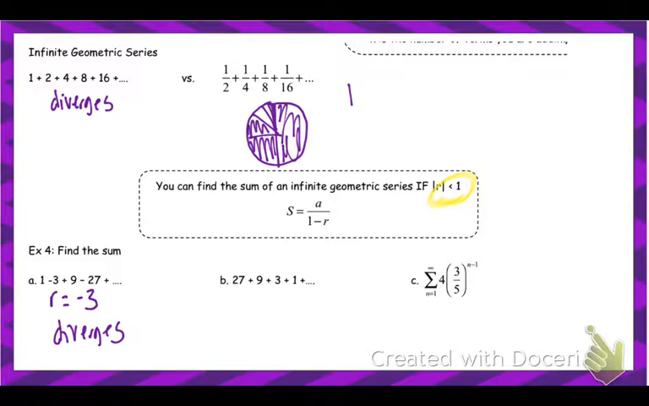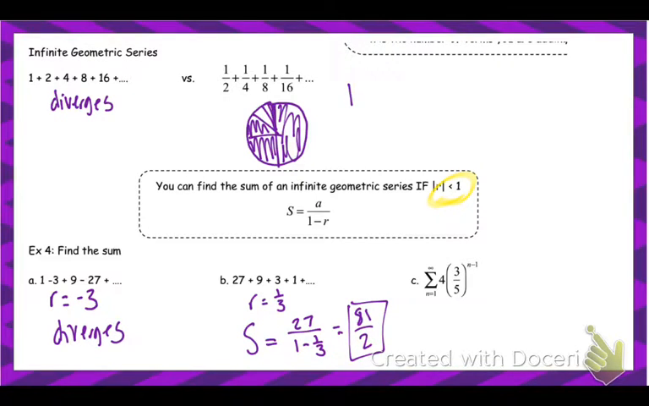But let's look at the next one. Well, on this one, your r value is 1/3. So that is possible to find our sum. So I would just use this formula. So a is the first term, over 1 minus 1/3. So that's going to be 27 divided by 2/3, which would be 27 times 3/2, which would be 81/2.